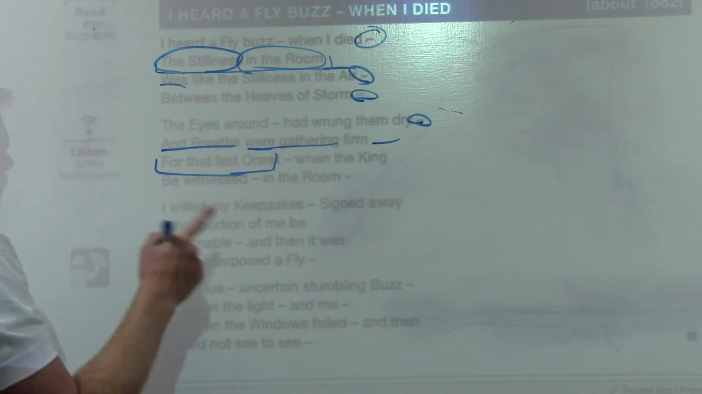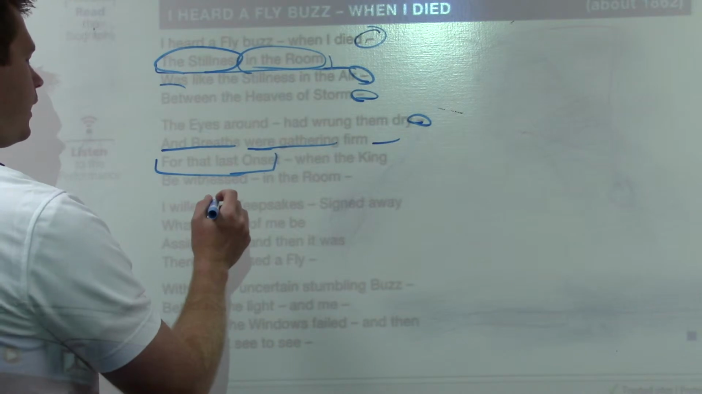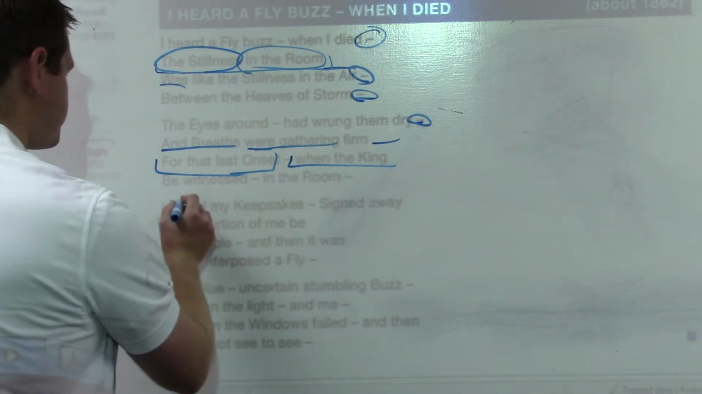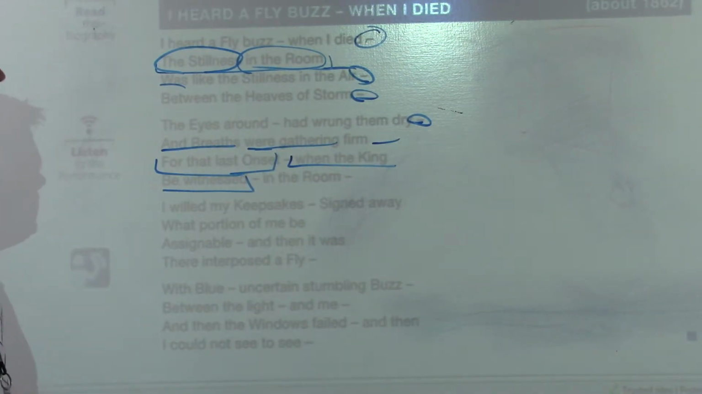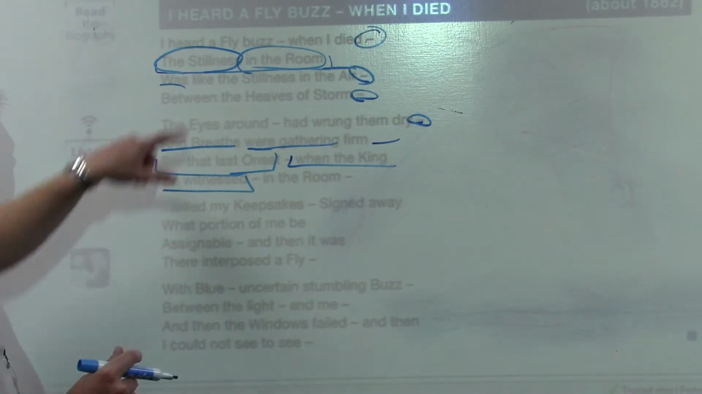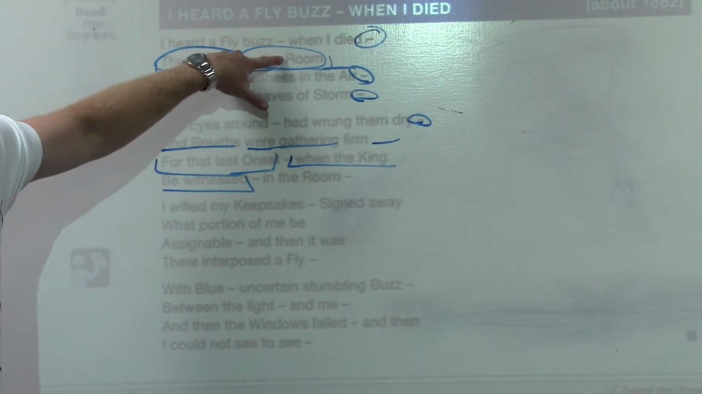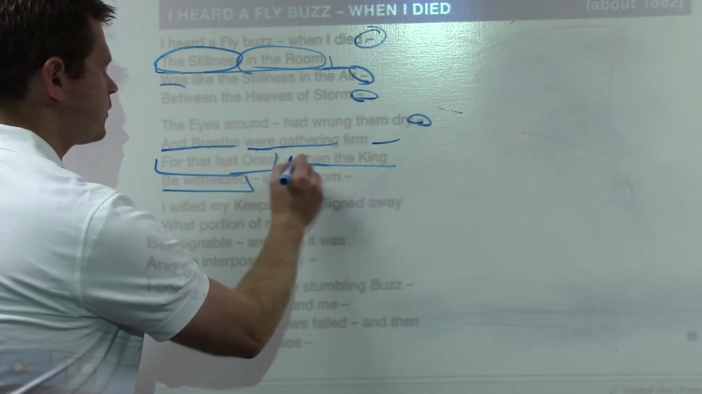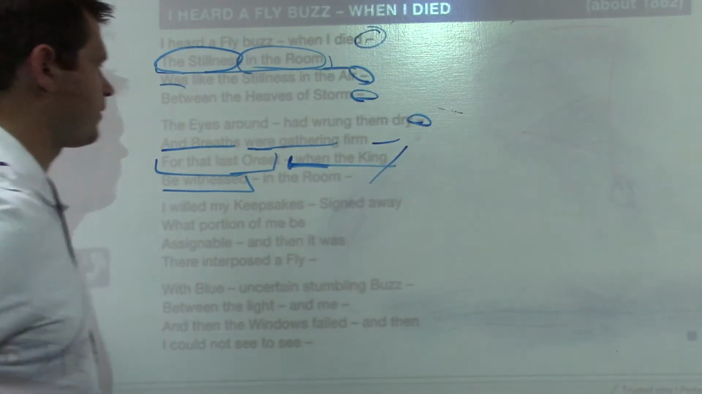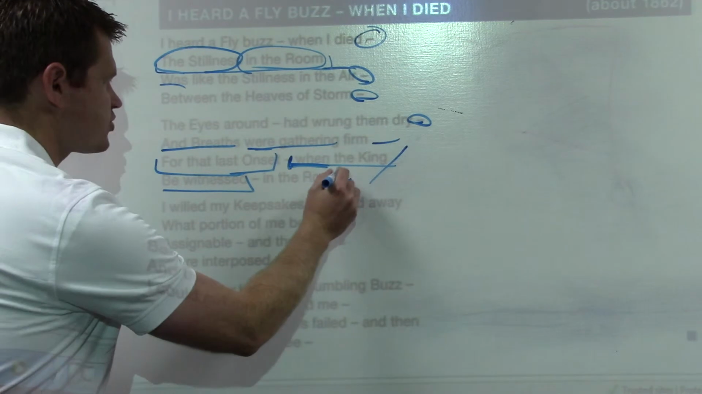When the king be witnessed, now here's a little bit different. Because this is a dependent clause, we're kind of breaking up the dependent clause, right? When the king be witnessed. So the king is the subject, like we've had subjects elsewhere, the stillness in the room, but this is part of an independent clause. Here, the syntactical unit starts at "when" and ends with "be witnessed." So I would say that this is an enjambed line. When the king be witnessed, in the room, dash, end stop.